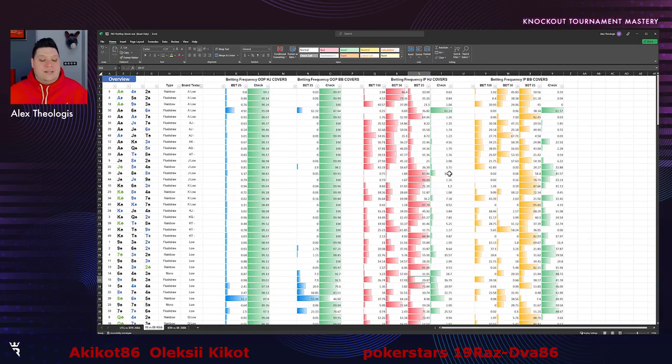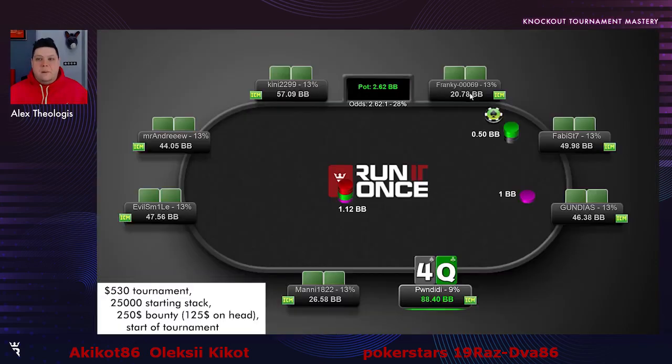Now we can move on to the next scenario, which is button opens and big blind defends, and the effective stack size is 30. So on one hand, the big blind will have 30 big blinds and be covered by the button. On the other hand, the button will have 45 big blinds, covering the big blind who has 30. So the effective stack size is always 30. On one hand, the button is covering. On the other hand, the big blind is covering. And we'll look at the same things we looked at for this position.